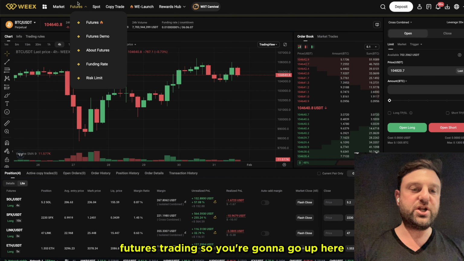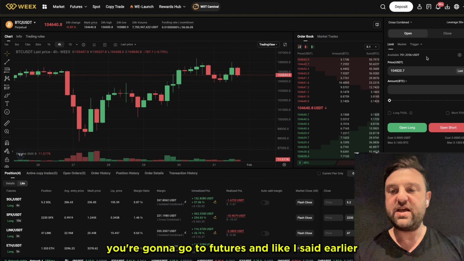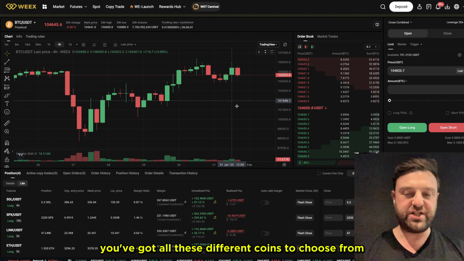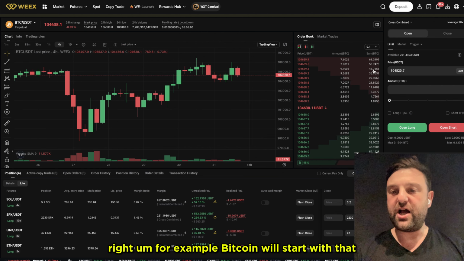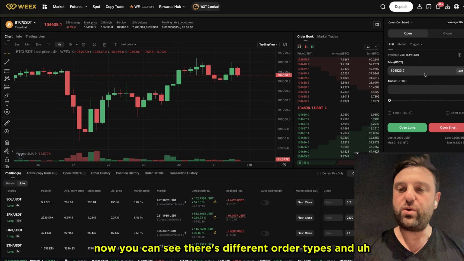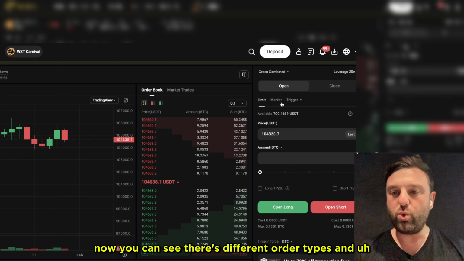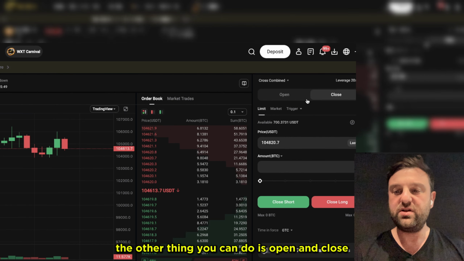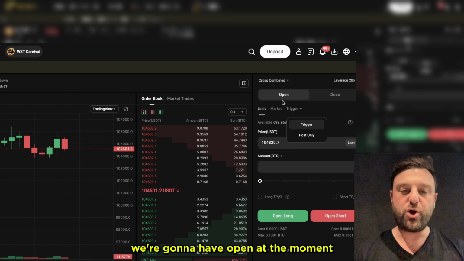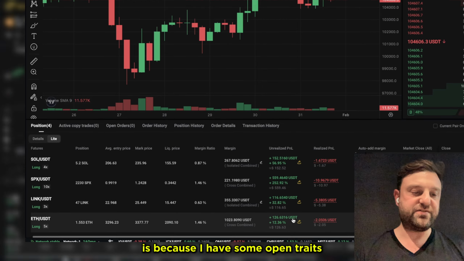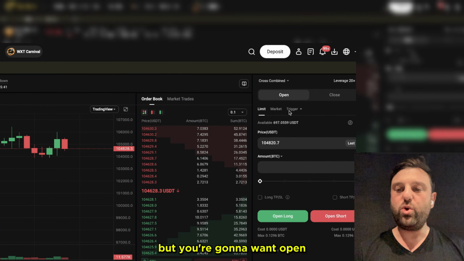Futures trading. So you're going to go up here, you're going to go to futures, and like I said earlier, you've got all these different coins to choose from, right? For example, Bitcoin. We'll start with that. Now, you can see there's different order types, and the other thing you can do is open and close. But we're going to have open at the moment. The only reason it's giving me that close option is because I have some open trades. But you're going to want open.